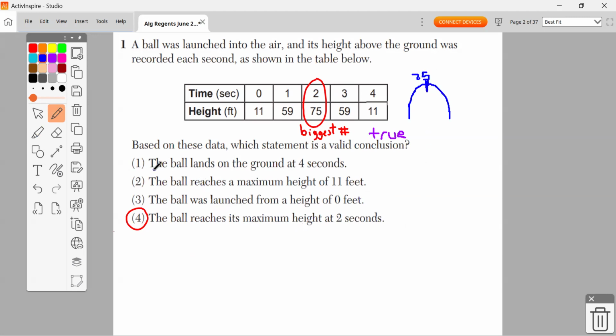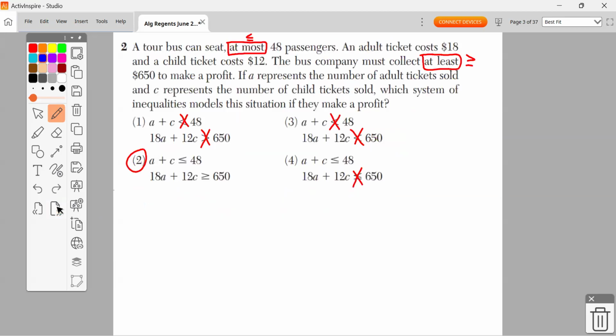All right. So why wouldn't 1, 2, and 3 work? The ball lands on the ground at 4 seconds. Well, at 4 seconds, it's at 11 feet. So that one wouldn't work. The ball reaches a maximum height of 11 feet. That's not true. That's where it starts off at. It gets higher than that. The ball was launched from a height of 0 feet. Well, at 0 seconds, it's at 11 feet. So none of those make sense. The correct answer is choice number 4.